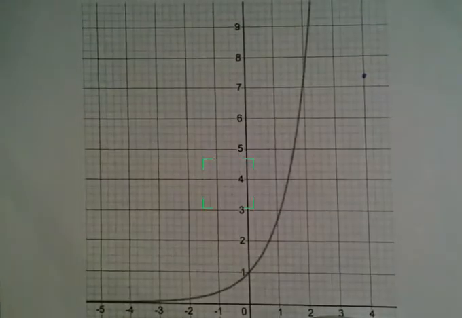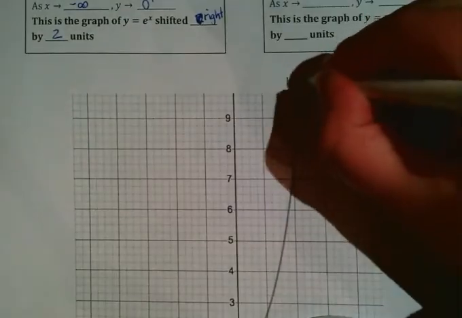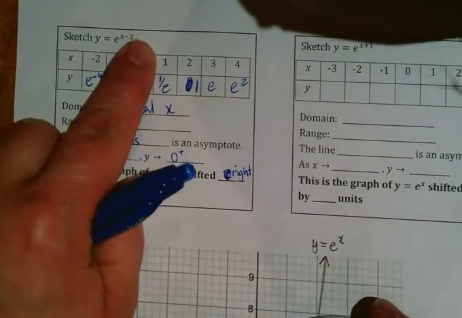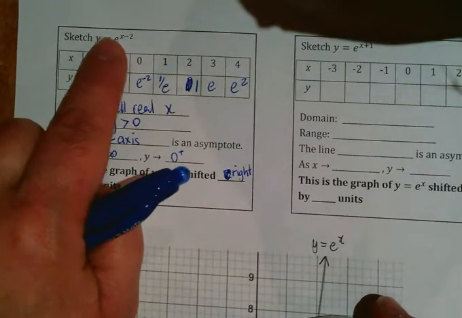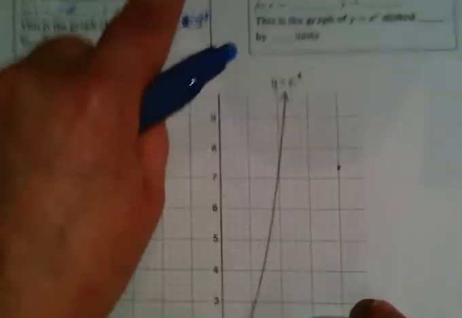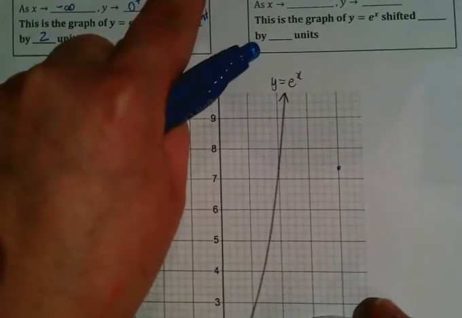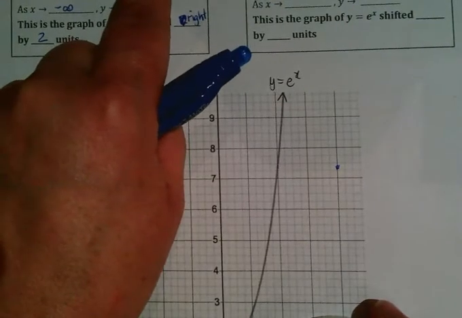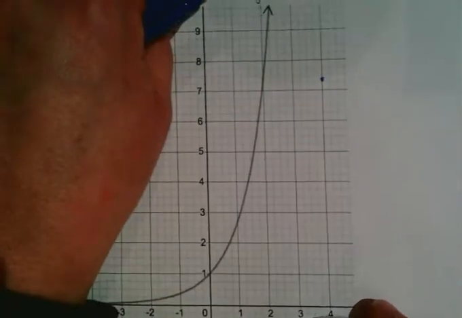Sorry, you can't see what I'm doing. Okay, one minute, I'll just focus. So here we've got the curve y equals e to the x. And we're saying that y equals e to the x minus 2 is a curve shifted 2 units to the right. So we've looked at these values. When x is 4, y is e squared. When x is 3, y is e. So let's just plot those points first.